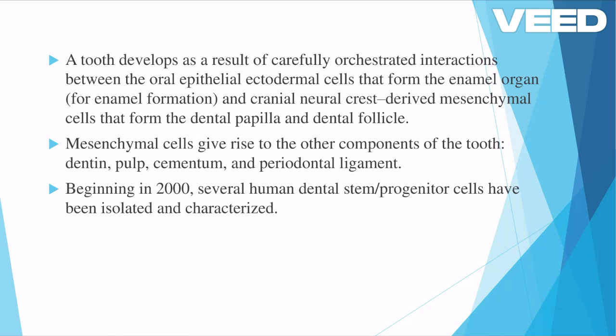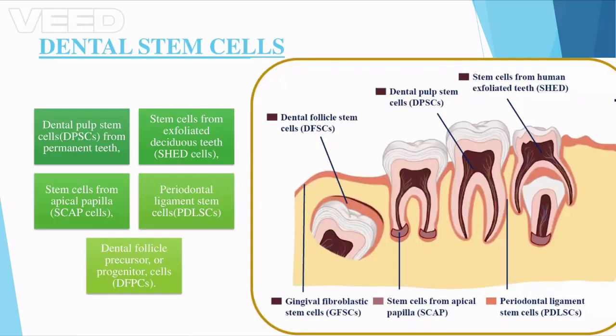A tooth develops as a result of carefully orchestrated interactions between the oral epithelial ectodermal cells that form the enamel organ and cranial neural crest derived mesenchymal cells that form the dental papilla and dental follicle. Mesenchymal cells give rise to other components of the tooth, that is dentine, pulp, cementum, and periodontal ligament. Beginning in 2000, several human dental stem or progenitor cells have been isolated and characterized.